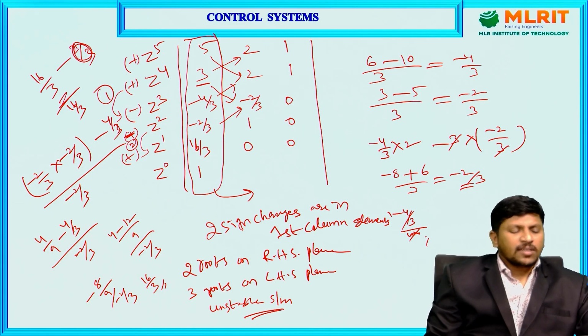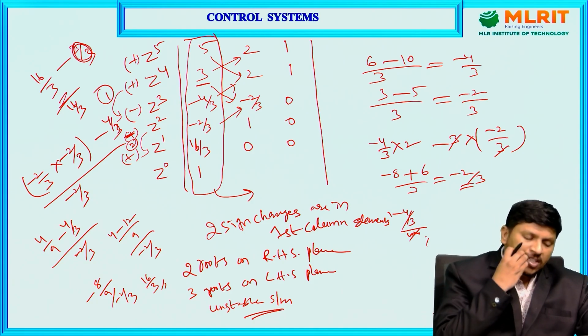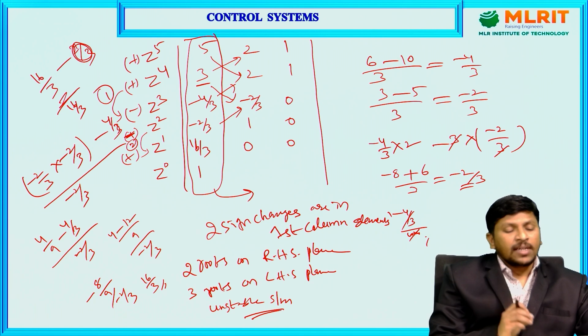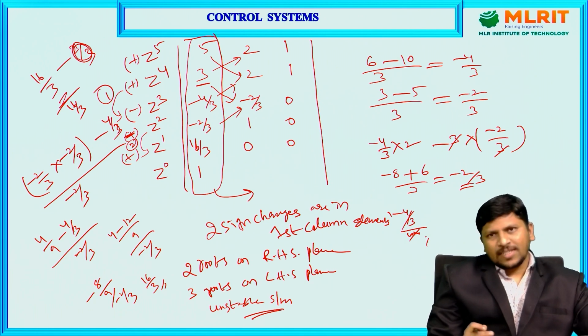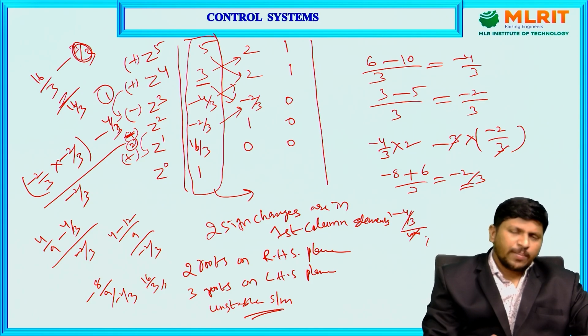If sign changes are not there, all the roots are on the left half of the S plane, and we say that the given system is stable. If at least one root is available on the right half of the S plane, then the system is an unstable system. I hope you understand. This is the procedure to solve the problems of special cases. Thank you all.